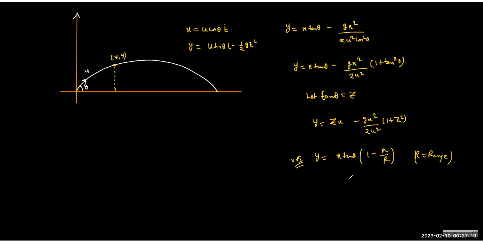We can write Y equals to X tan theta times 1 minus X by R. Okay. Yes, sir. Understood. So these all formats are important. Then you can differentiate the equation and get many questions solved.